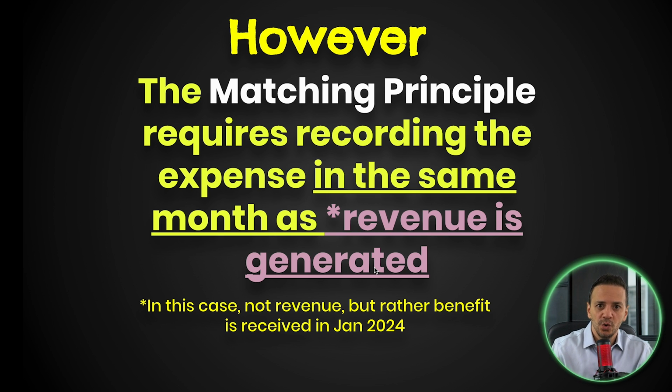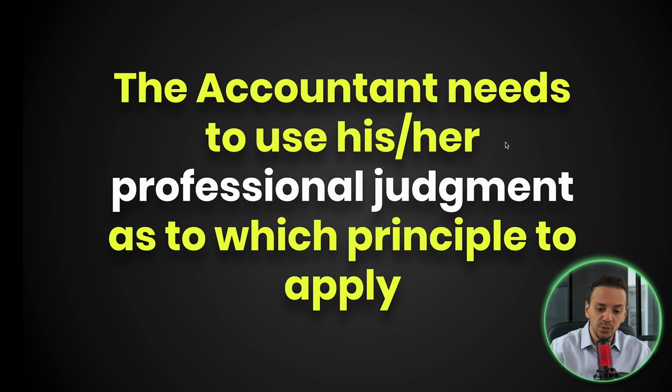Now, in this case, when you hold a conference, you won't be generating revenue right away, right? The revenue is going to come in the future from the leads you're generating in this conference. So in this case, it's not revenue that's being generated. The benefit here is being received in January 2024, and it's not revenue, it's leads that will deliver revenue in the future. So in this case, we have two accounting principles that are opposing each other, and the accountant will need to use his or her professional judgment.